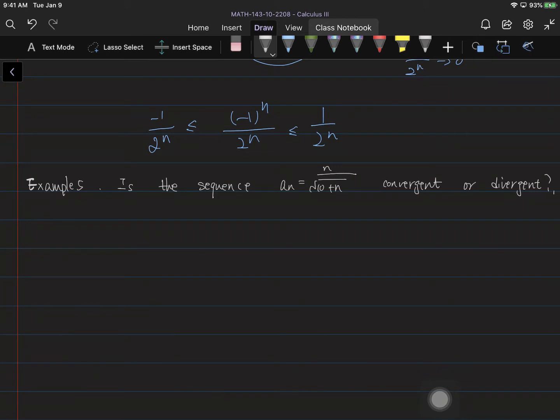Okay, so actually yesterday we did something similar. But for the given sequence we did in the last class, we have the same power for the n in the denominator and the numerator. But here we have power 1 for the numerator and 1/2 power for the denominator, right? So when we have different powers for numerator and denominator, what should we do? We always divide by the highest power in the denominator.